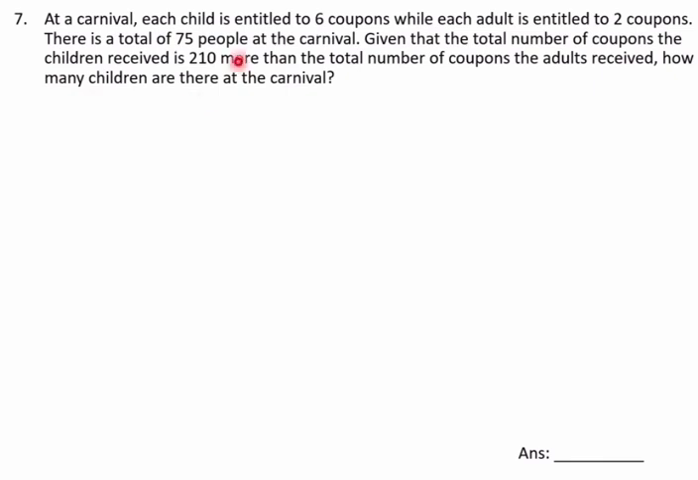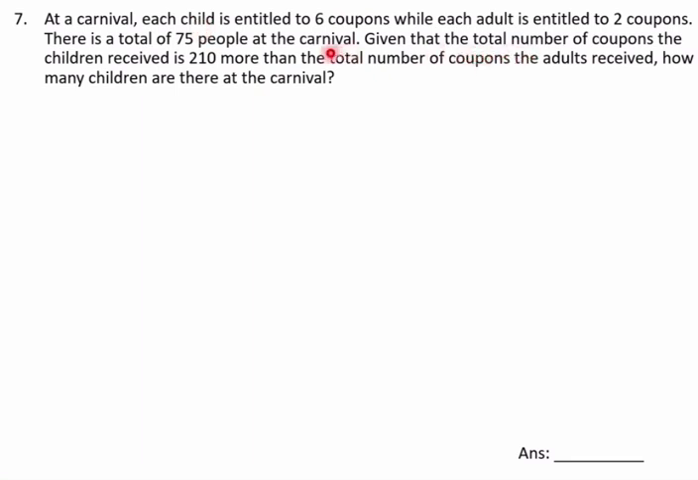Okay, so we know the number of coupons for each child and each adult, fair enough. We know there are a total of 75 people, but out of these 75 people, I do not know how many are children, neither do I know how many are adults. Some of you will say, maybe let's do guess and check. Well, guess and check works, but it's not always the most time efficient, right?